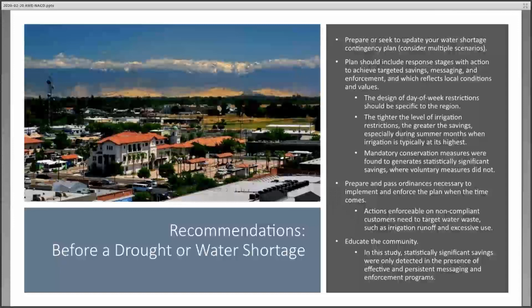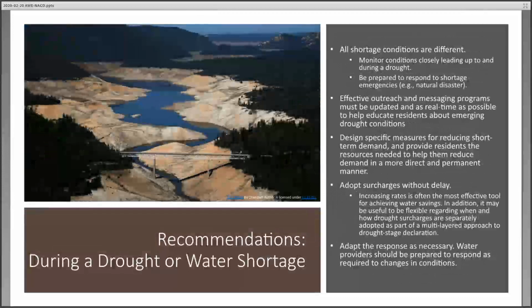You have to be able to enforce. Now, I mentioned before a drought or water shortage, you need to have a plan in place for what you're going to do. The time is not right when you're already in it to make a plan. And you need to make sure you have things you can enforce, and you need to educate the community. Particularly if you're drought prone, education ahead of time is great, but it is important to have all your plans in place so when a drought hits, you have a plan of action you can follow.